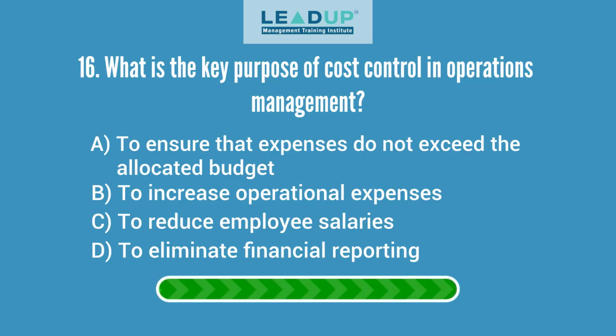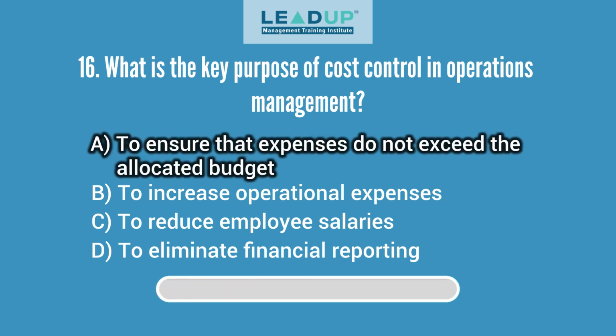Question 16. What is the key purpose of cost control in operations management? A. To ensure that expenses do not exceed the allocated budget. B. To increase operational expenses. C. To reduce employee salaries. And D. To eliminate financial reporting. The answer is to ensure that expenses do not exceed the allocated budget.